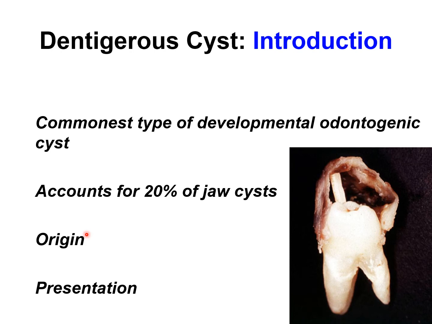In terms of clinical presentation, small dentigerous cysts may be asymptomatic, but when they get secondarily infected, they may present with signs of acute inflammation such as pain, swelling, discharge, etc.